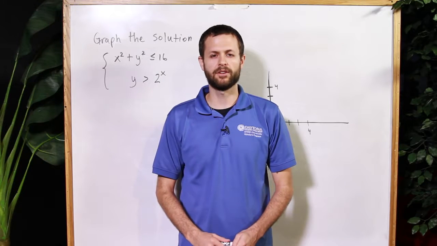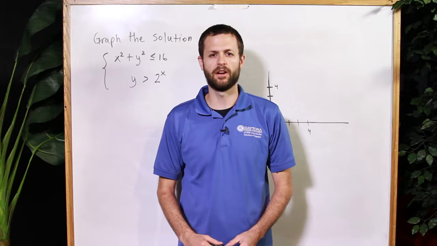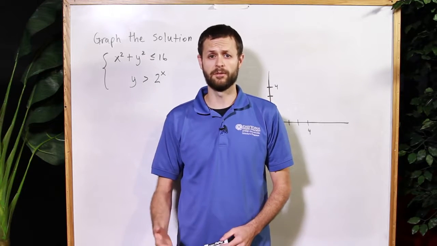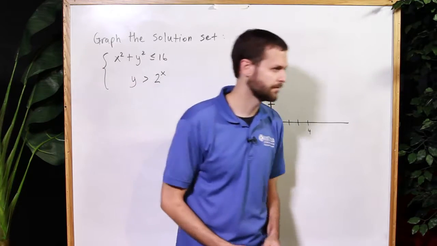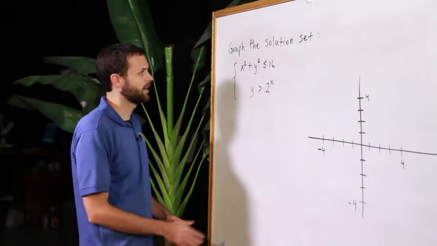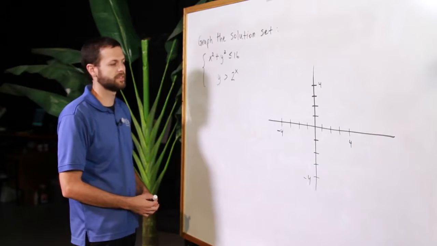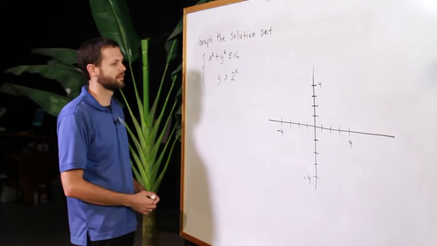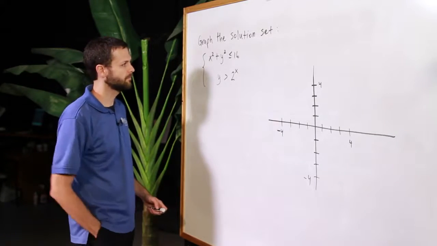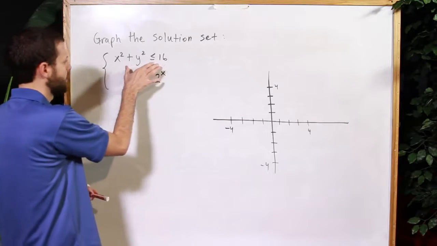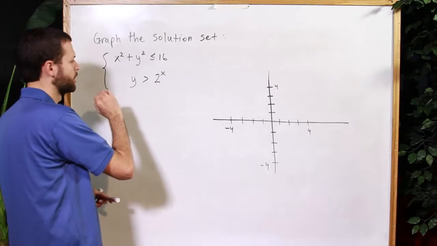In this example, we're asked to graph the solution set to a system of nonlinear inequalities, meaning that we're given more than one inequality. We're asked specifically about the system x squared plus y squared is less than or equal to 16 and y is greater than 2 to the x. If we think about the related equation, this becomes a very straightforward process.